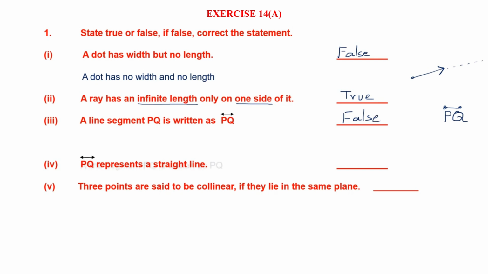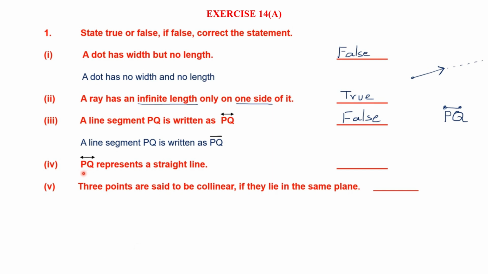Let's correct that statement. A line segment PQ is written as PQ with a line on top. Can you see this line on top? So we put a line on top, no arrowheads, because when you have a line like that without arrowheads, it means there is a starting point and an ending point.